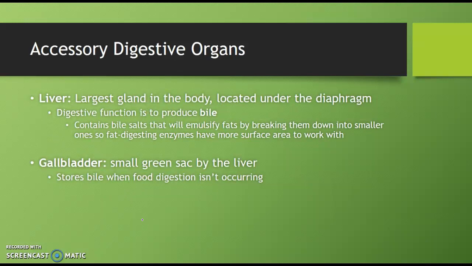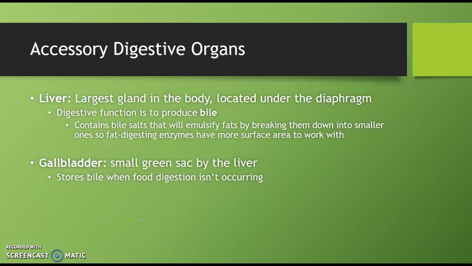Then we have the liver, which is the largest gland in the body. It's located underneath the diaphragm, and it makes what we call bile. And when you make too much of this bile, it's going to be stored by what we call the gallbladder. Bile has salts in it, and it's interesting because it's not really a total liquid. These salts actually help to physically emulsify fats, so then the enzymes can come along and break it down even more.